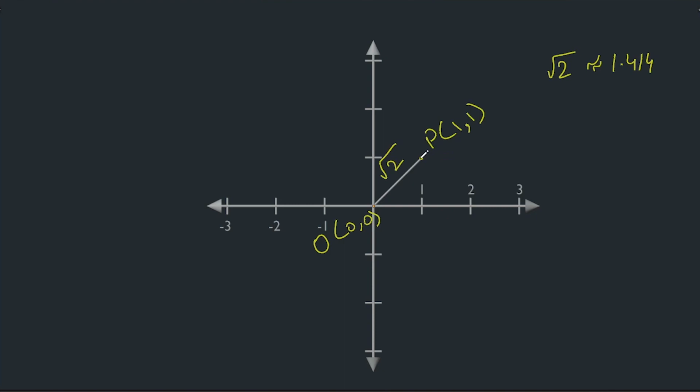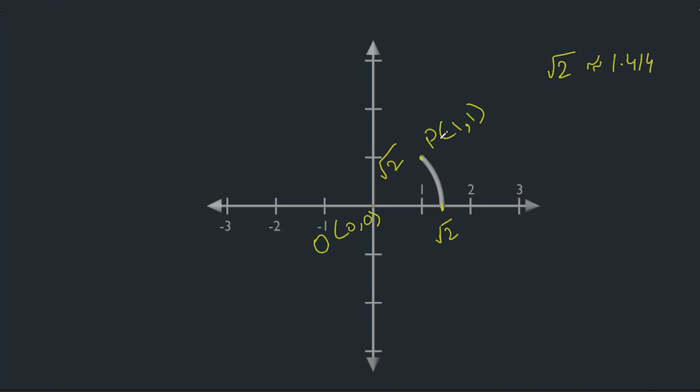Now I am going to rotate this point P across the origin. So you will see it will cut this point. So the point where it cuts the line is exactly the number square root 2. So that is the method you can draw square root 2 on a number line.